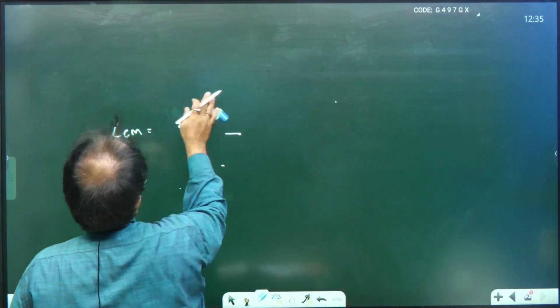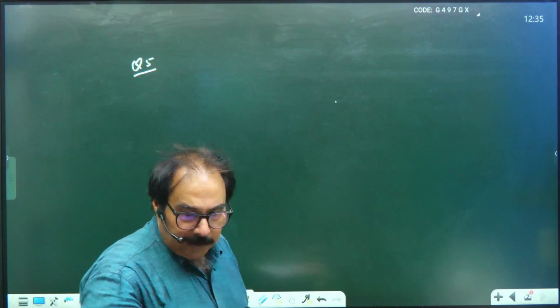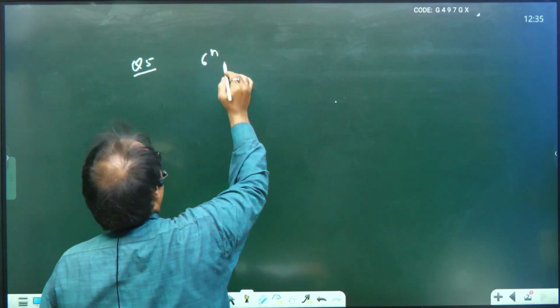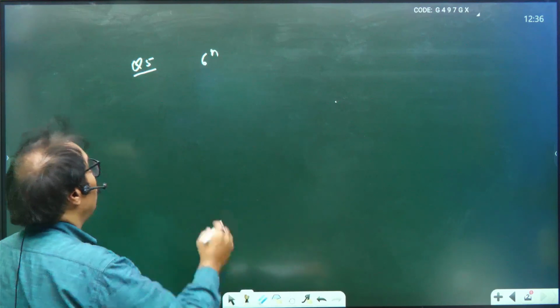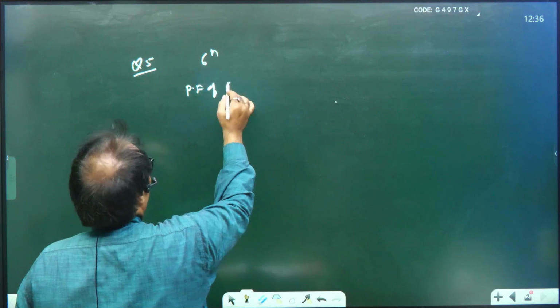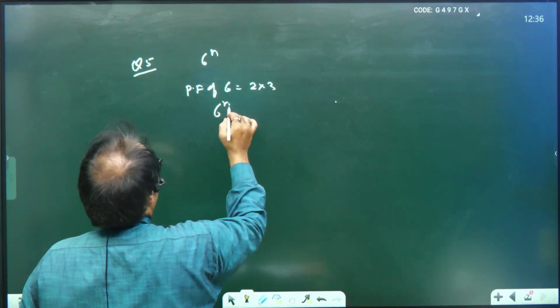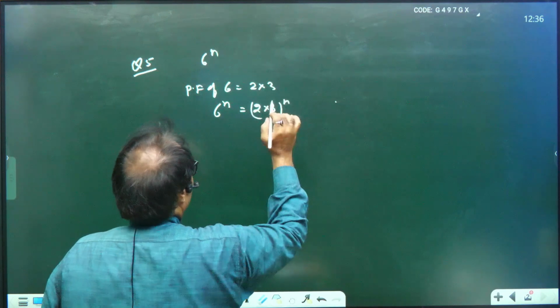So how we will simplify this type of question? Just see. Question number 5. And the fifth question is: check whether 6 to the power n can end with the digit 0 or not. This is the question. So first of all, we will find the prime factors of 6, that is 2 into 3. So 6 to the power n means (2 into 3) whole to the power n.